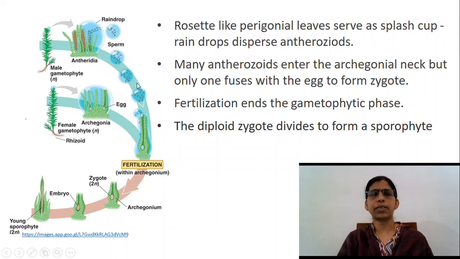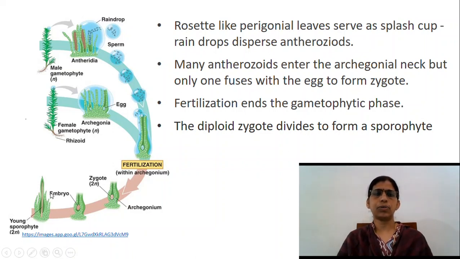Many antherozoids enter the archegonial neck because of the chemical response, but only one of them fuses with the egg to form a zygote. Union of male and female nuclei is completed within 10 hours. Fertilization ends the gametophytic phase. The diploid zygote represents the first cell of the sporophytic generation and divides to form a sporophyte.